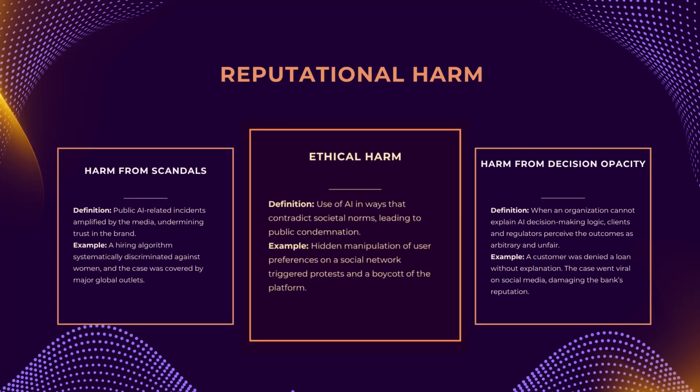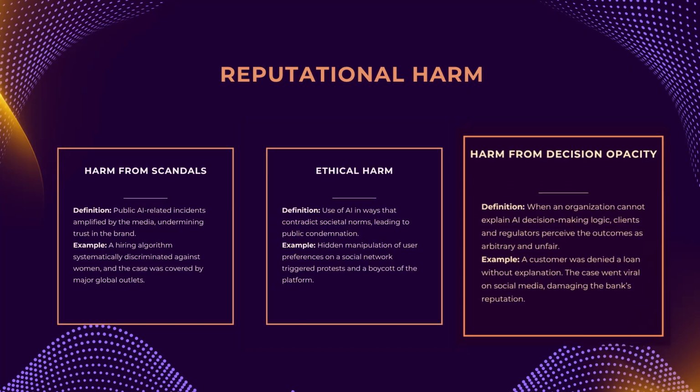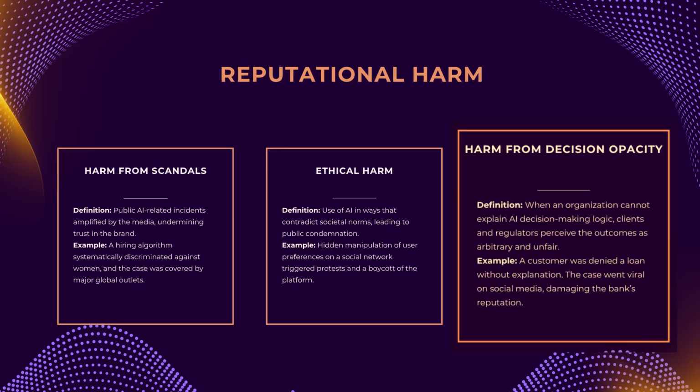Ethical harm. The use of AI in ways that contravene societal norms, prompting public condemnation. For example, a social network uses sophisticated AI algorithms to show users content that elicits strong emotional reactions and keeps them on the platform longer. When an investigation reveals that the company consciously manipulated people's preferences to increase profits without regard for psychological consequences, a scandal erupts.